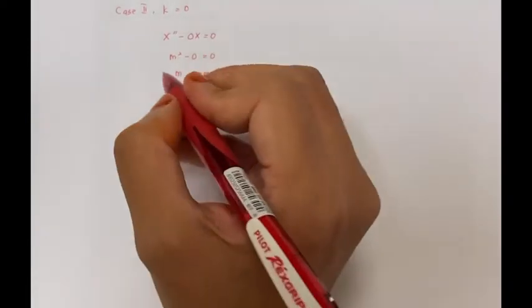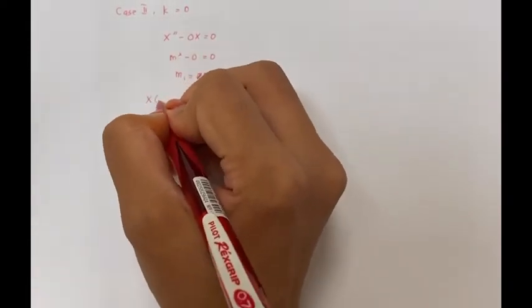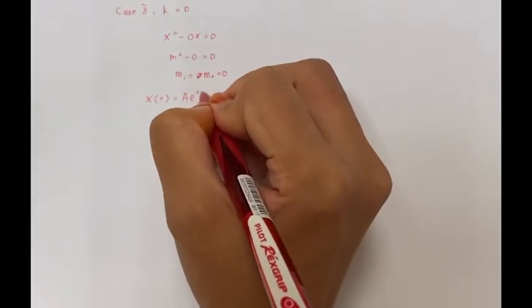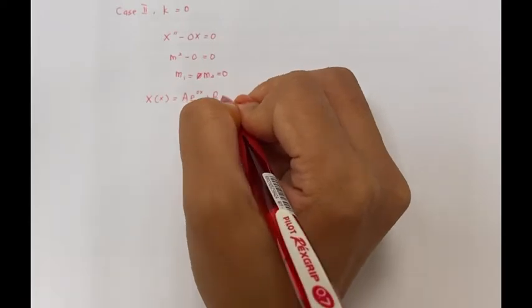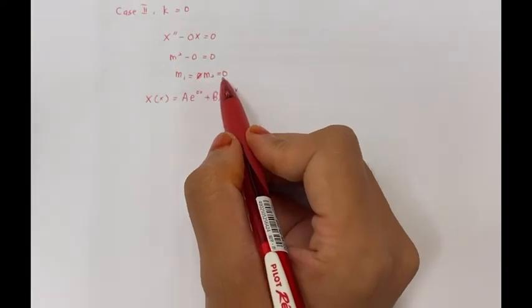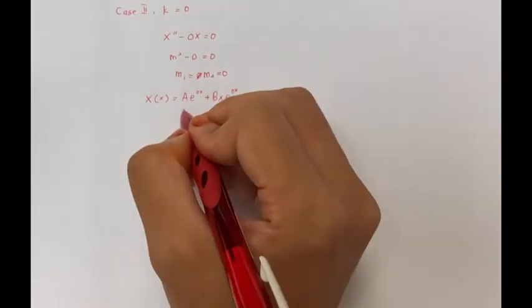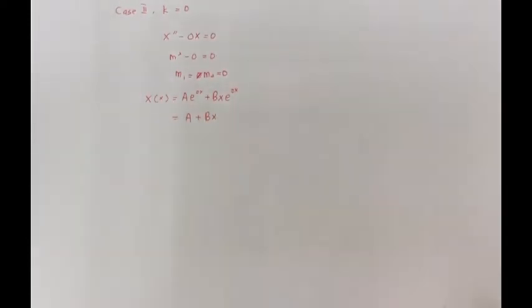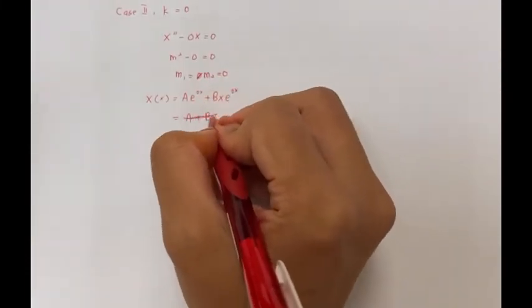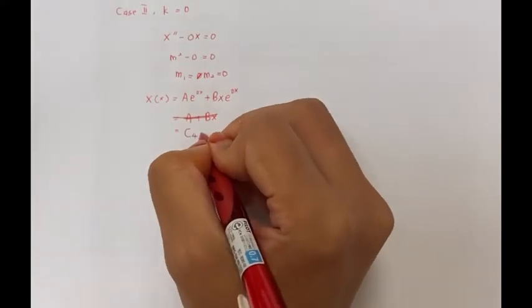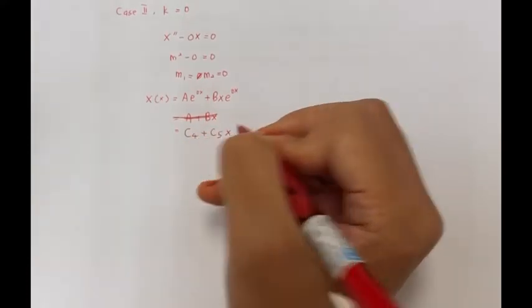So if m1, m2 equal to 0, your general solution for x, refer to the table. So this is a exponent 0x plus b x exponent 0x. It is real but repeated. So you have a plus bx, because exponent 0 is equal to 1. Okay, we can continue from here. It is equal to C4 plus C5x.